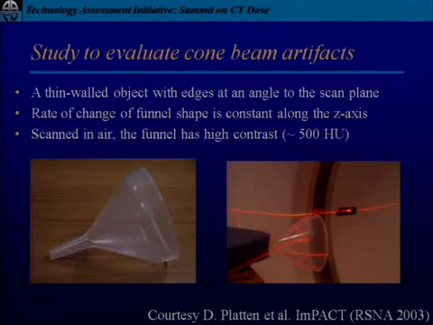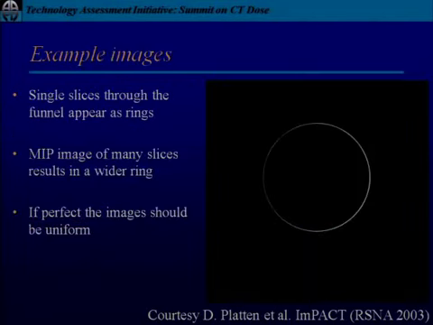I had the pleasure of working with Sue Edivan and her team from Impact in the UK, and we did one little poster with a funnel to measure cone beam artifact when these were the 4-slice to 8-slice, 16-slice transitions, and we were trying to evaluate all these different cone beam reconstruction algorithms, which ones worked best, worst, what did it mean. So if you take an image of a funnel and one slice, you get a tiny little ring.